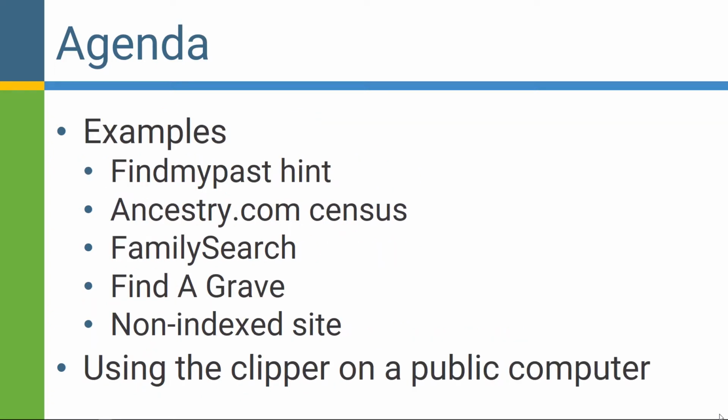We'll look at a hint to a record at Findmypast. We'll clip a census from Ancestry.com. We'll look at a record that was indexed at FamilySearch but whose full content is on Find a Grave. And then finally, we'll do a non-indexed site. And then last but not least, I'll talk a little bit about using the clipper on a public computer, like at a family history center or at a public library.